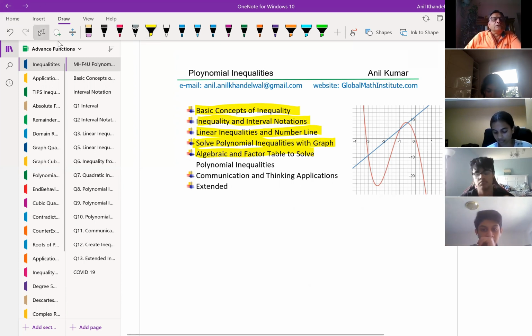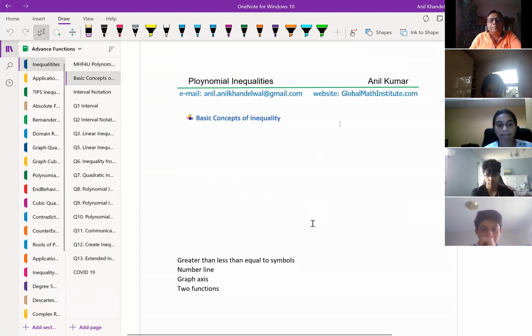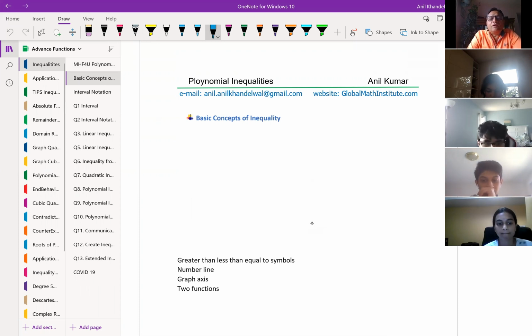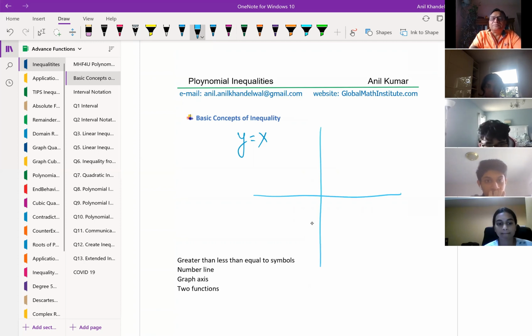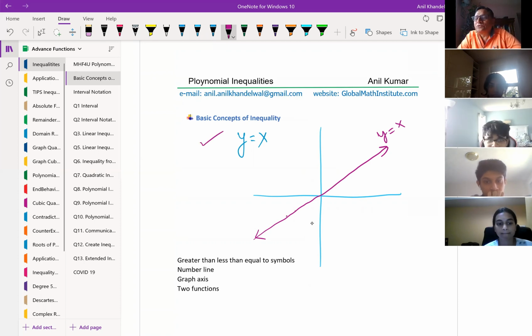Okay. So basic inequality. What does it mean? You know, if I say y equals x, what does that mean? Y equals x, we're looking for a set of points where y is equal to x, correct? So that basically lies on a straight line, which is diagonal, as you know, right? So this line is the line for y equals x. Every point on this line represents this particular equation, y equals x. It is an equation, it has an equal to sign, correct?